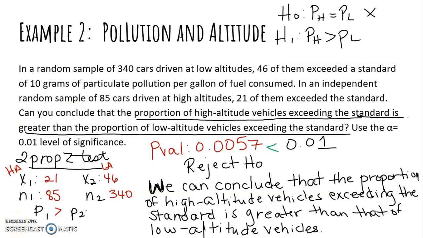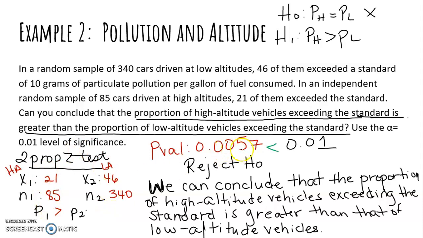Okay, so we ran a 2-prop z-test. Our null was the proportion of high altitude is equal to the proportion of low altitude, and the alternate is the proportion of high altitude is greater than the proportion of low altitude. I made sure that my x1 and my n1 were the high altitude, so the 21 and the 85, and the low altitude was the 46 and the 340. I flip-flopped that because of the way they put the order of the claim, because they claim the high altitude is greater than, and I wanted to put greater than the low altitude, so I wanted to make sure that that was correct in the calculator.